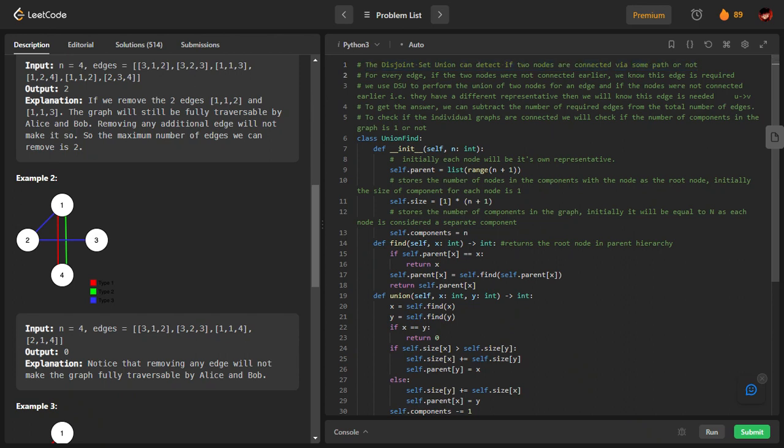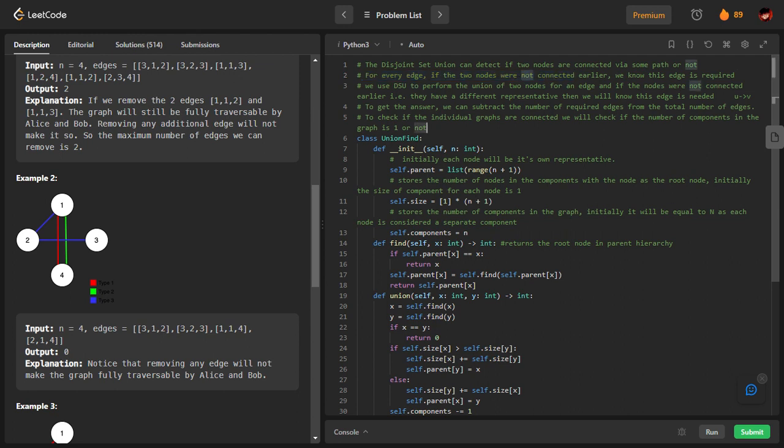What we'll do is, for every edge, check if two nodes were not connected earlier, to know whether the edge is required. Say I have a union A and a union B. Now comes an edge between U and V. If U and V are in different unions, that means this edge is a must. When I explain the code, it will become clearer for you. But for now, just understand.